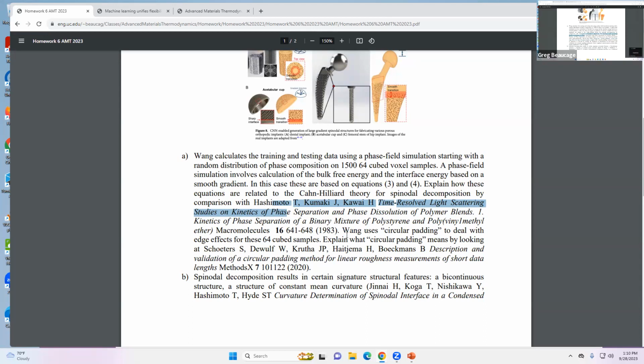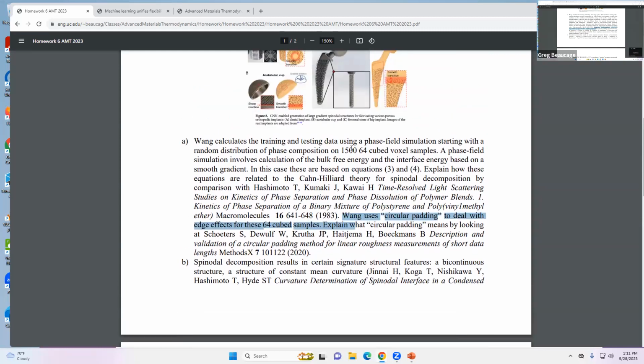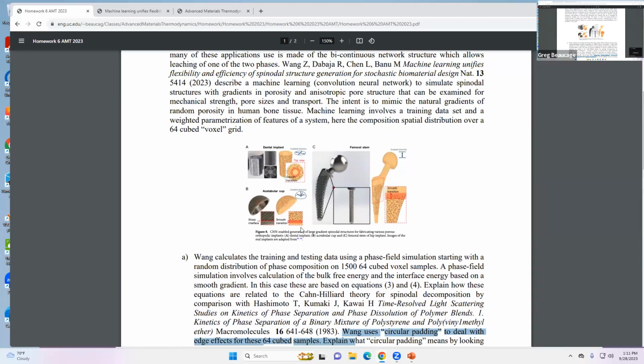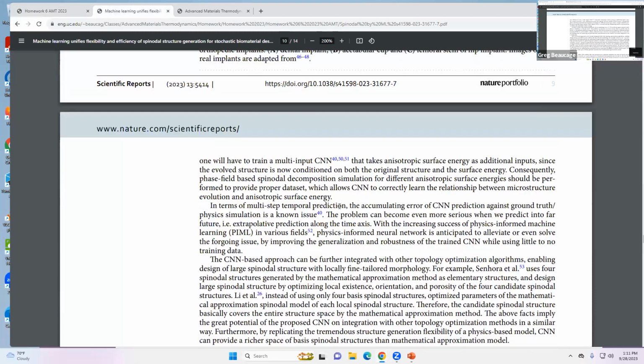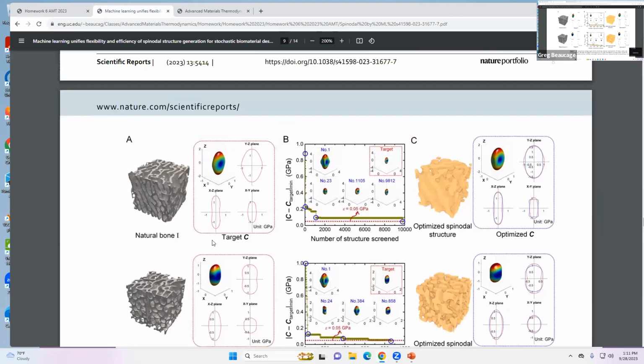But anyway, he's using these things like some words. So what he does is he simulates. So you see these little squares. He's going to simulate these little squares. Okay, so he can't simulate a whole hip implant, right? What he can simulate is a square, a 64 grid, 64 by 64 by 64, and each of the little things is called a voxel.